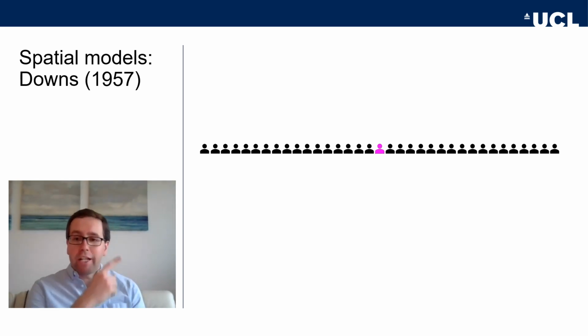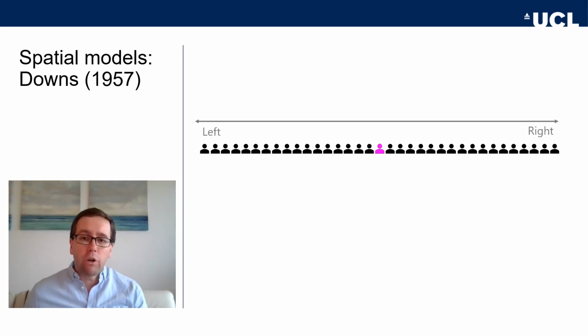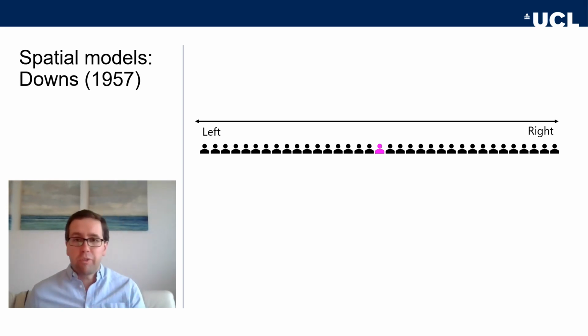Well, I've lined up some voters here, and I've lined them up based on ideological position, based on ideological preferences, from the leftmost to the rightmost voter. And I've highlighted the median voter, so we know. And the median voter, remember, is the person who splits the group in half. There's exactly as many voters to the left as there are to the right.